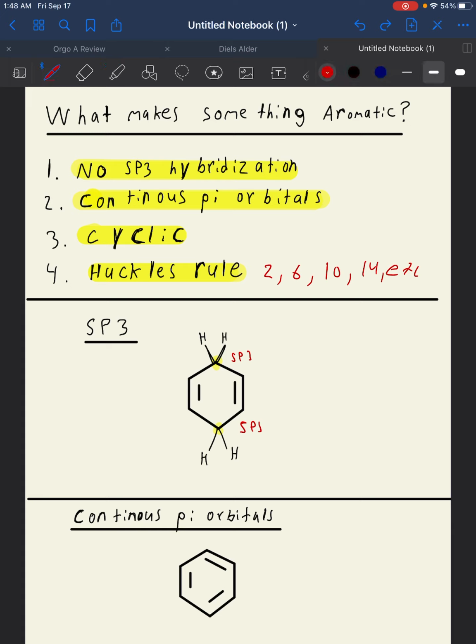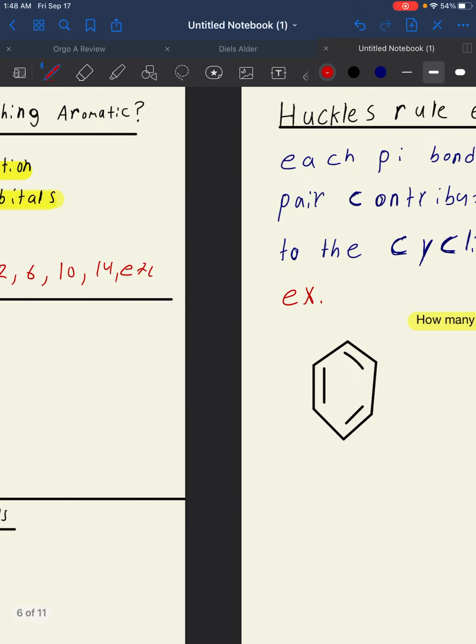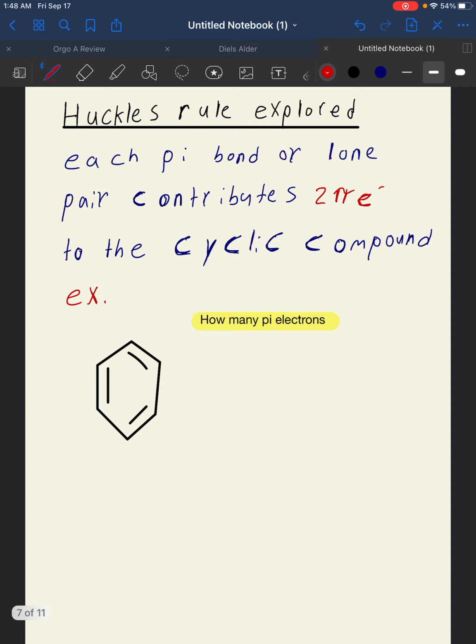And what a continuous pi orbital is, it's basically continuous resonance in a circle. And that's why benzene's such a great compound to go back to and teach this concept. Because benzene follows Huckel's rule, it has continuous pi orbitals, and there's no sp3 hybridized atoms on here. So, let's move on to Huckel's rule in depth.